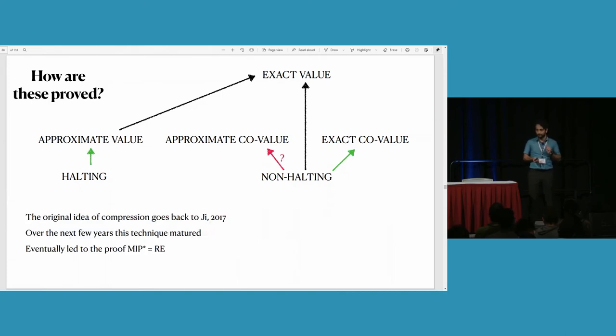So the idea of compression goes back to this fantastic work by Ji in 2017. And over the next few years, the techniques that went into proving these theorems have matured, and eventually it led to the result MIP* = RE.